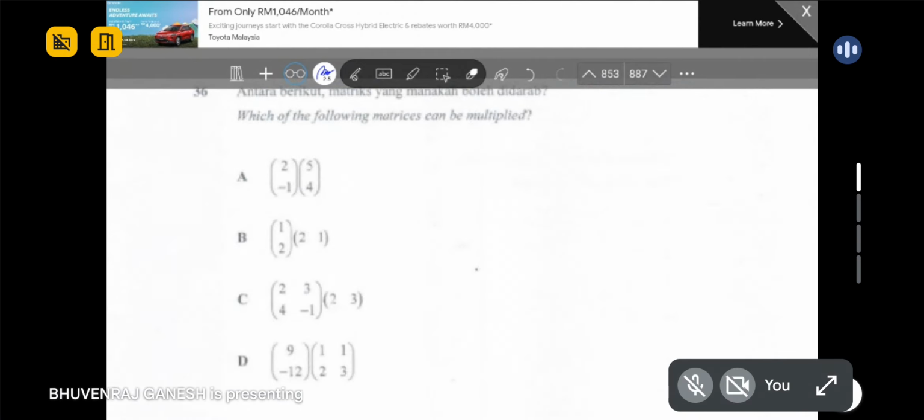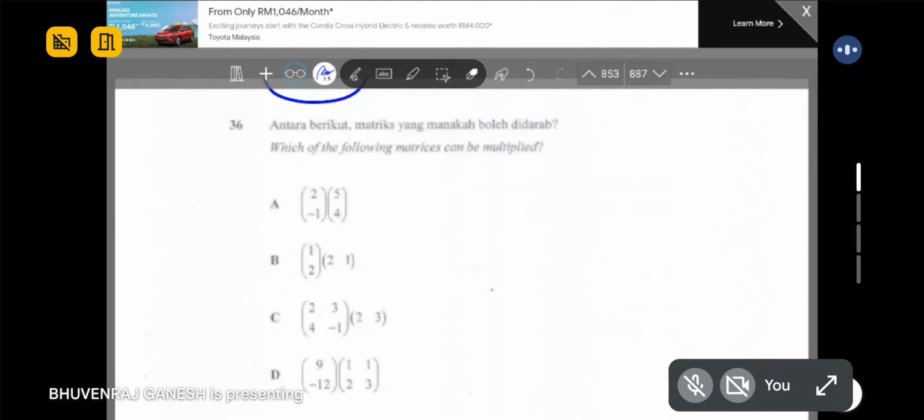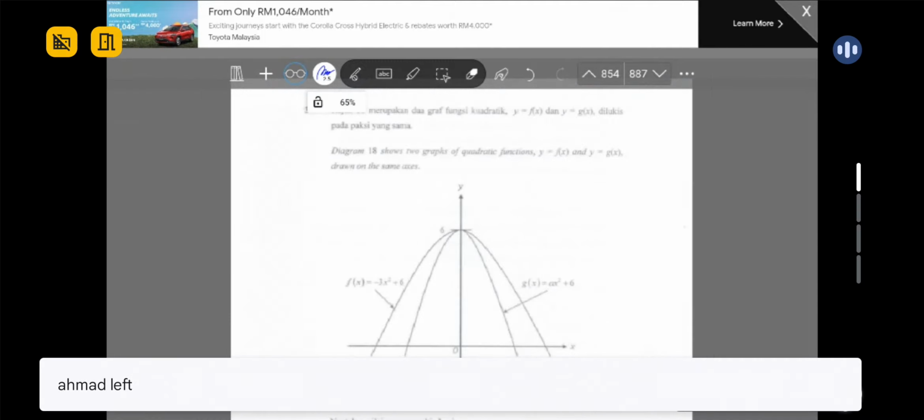Okay? Alright, 36 tak ada. 36 none. Simple only lah, guys. Tenang. Okay, 37.